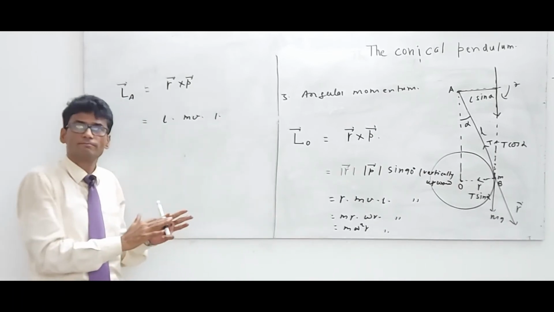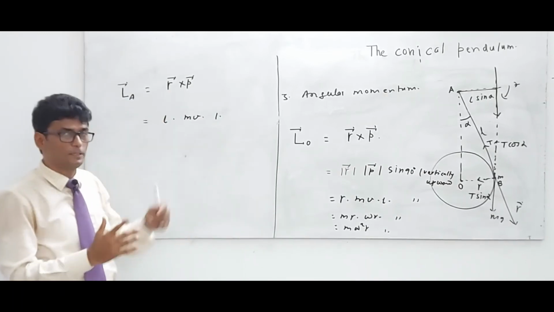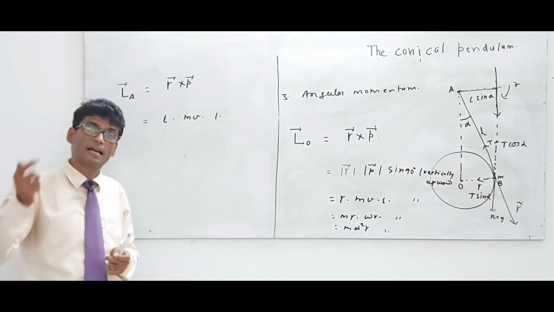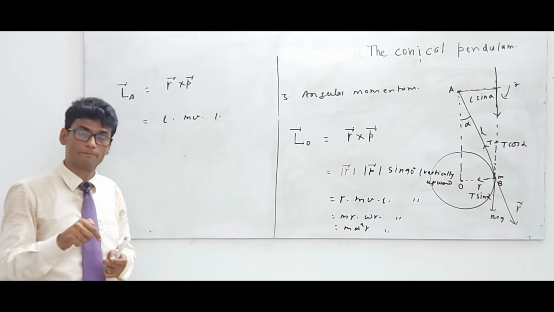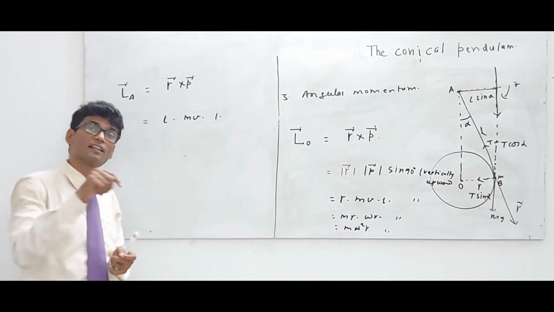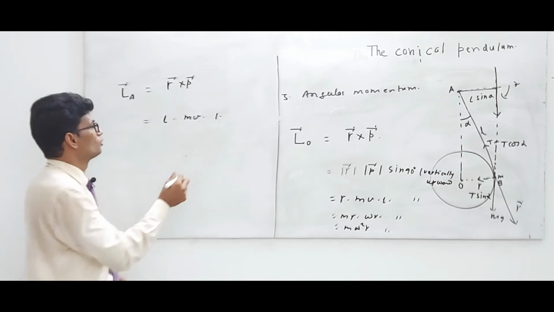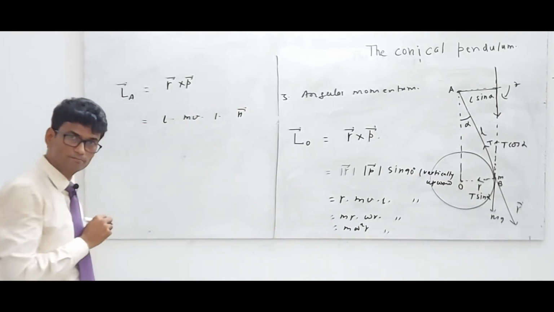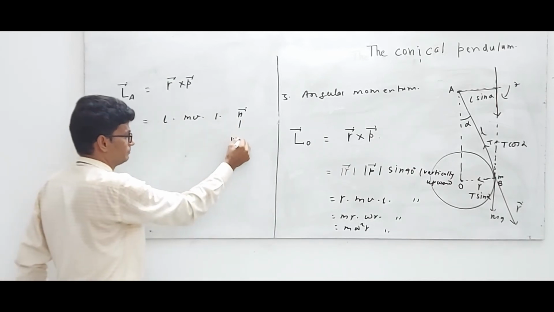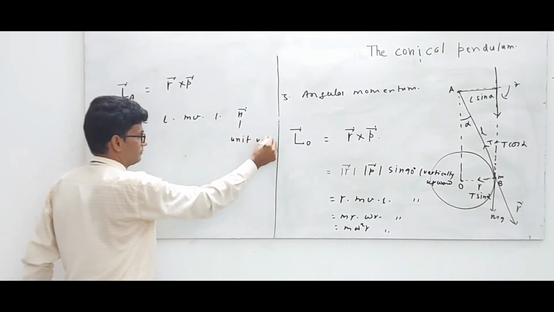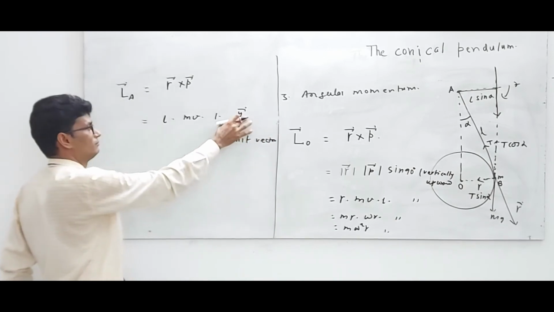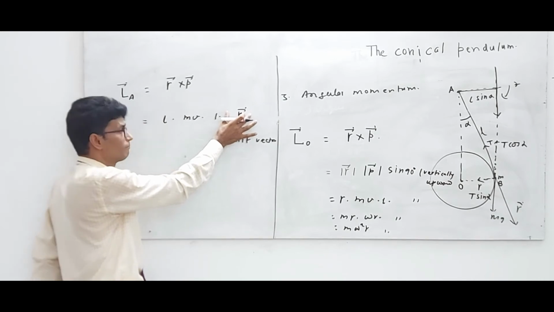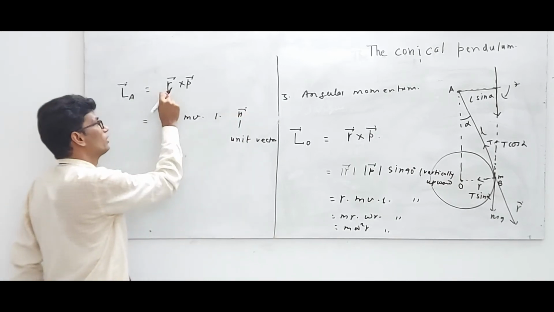From this definition, R cross P is perpendicular to both vector R and vector P. So what is the direction of this? Look here: it is perpendicular to both. Here is some unit vector, say n. Mind you, unit vector has no unit, but its magnitude is 1, unity. This unit vector is perpendicular to both R and P.